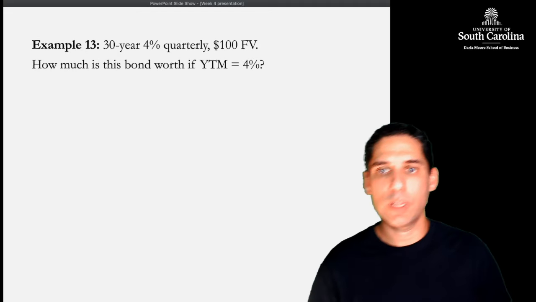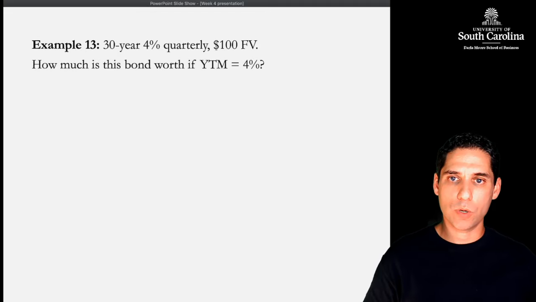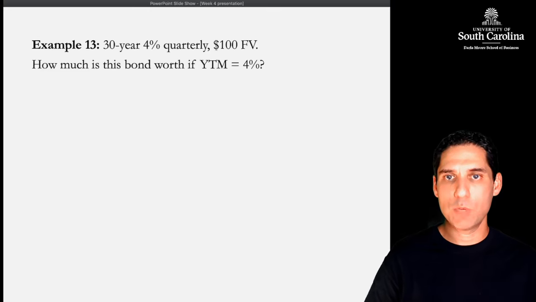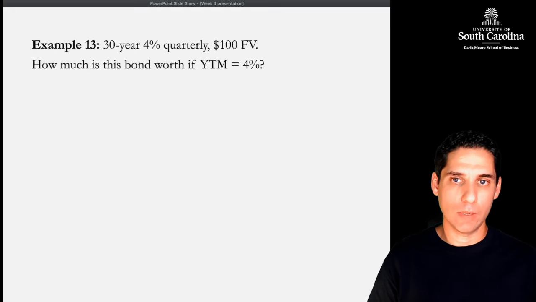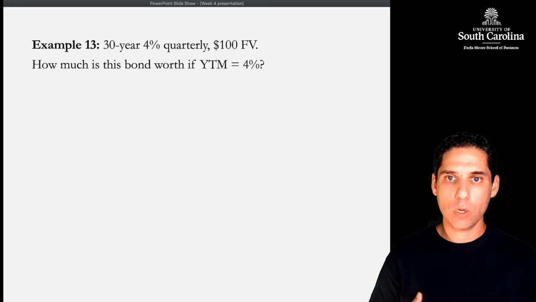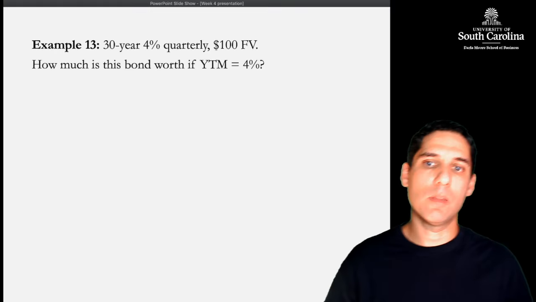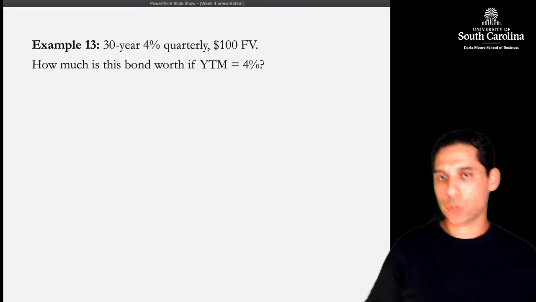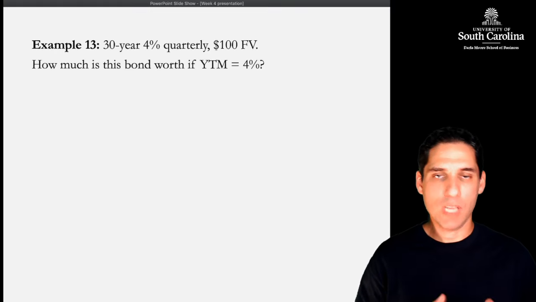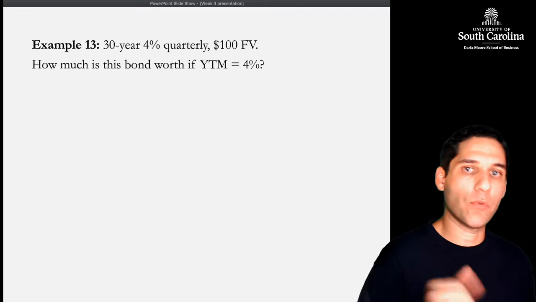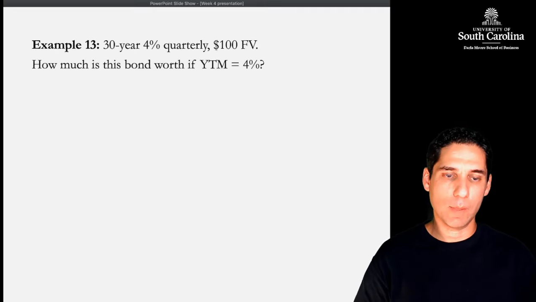Let's say a 30-year, 4% quarterly, $100 face value bond. What does that mean? Time to maturity, so N is 30 years. 4% is the coupon rate. This is a quarterly coupon, so M is 4, and face value is 100. So how much will this bond be worth if the yield to maturity of this bond was 4%? In other words, how much would we pay for this if we needed a 4% return from this bond?